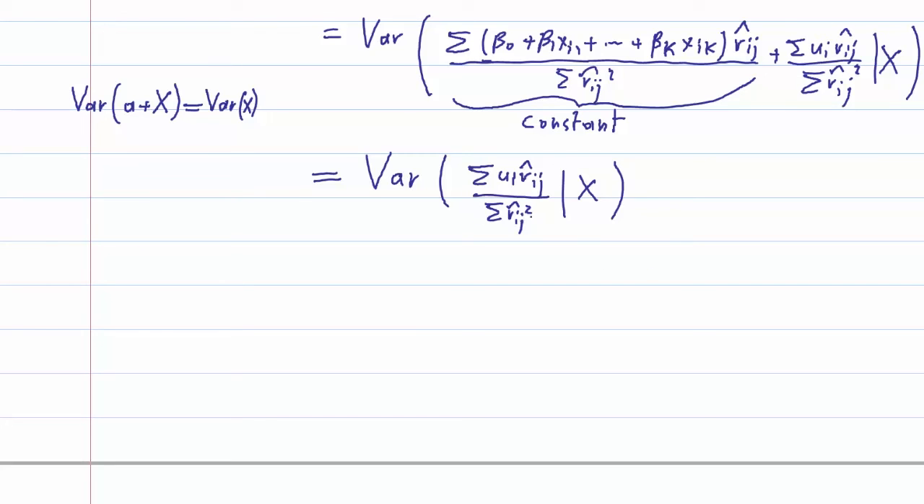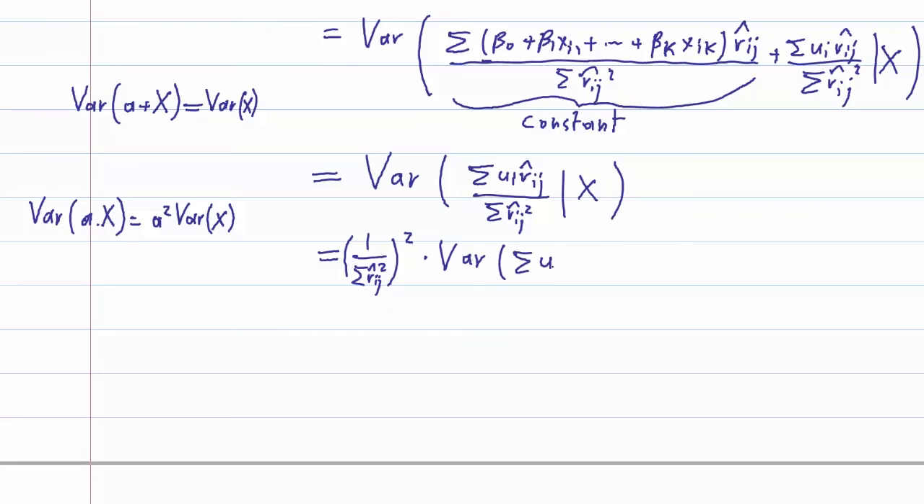Now, the bottom part here in the variance is also constant in x, so remember, the variance of a constant times a random variable is just the constant squared times the variance. So we are going to do this here and take the sum of the Rij squares, get them out, and we have to square this times the variance. Now we just have the sum of ui Rij hat.